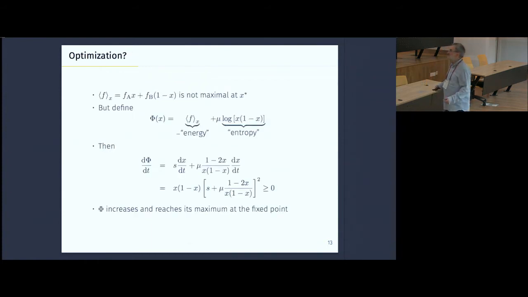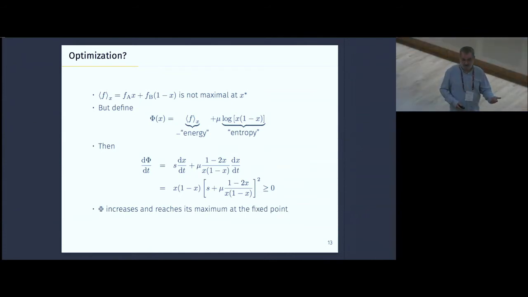Now, you can ask, does it optimize fitness? Well, surely not. We know that fitness would be largest when x is equal to 1, so of course this does not optimize fitness because of the mutation. Mutation will reduce the fitness somehow. Does it optimize something else?